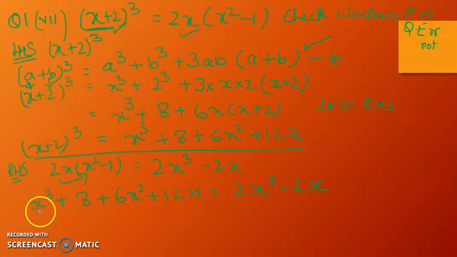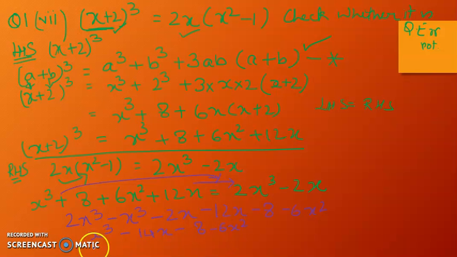Now see this x cube here, I can take this x cube to the right hand side. It will be a subtraction, so 2x cube minus x cube, minus 2x as it is. This plus 12x, when it comes to the right side, will be minus 12x, minus 8, minus 6x square. Minus and minus give a plus, so x cube. Minus 2x minus 12x will be minus 14x, minus 8, minus 6x square.